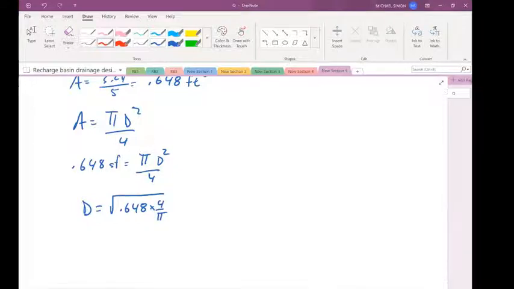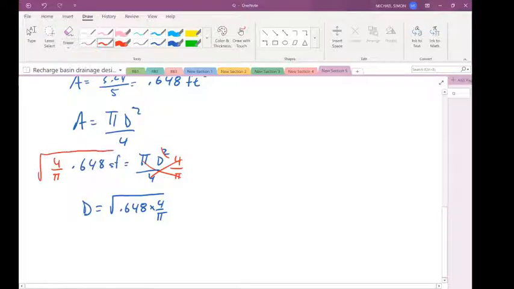And you know what? I should have shown the cancellation. Let me do that. 4 over pi, 4 over pi, and that cancels. To get rid of the square, we square root both sides as such. So what does that give us? Times 4, divide by pi, and that would be square rooted. So my diameter is equal to 0.91 feet.